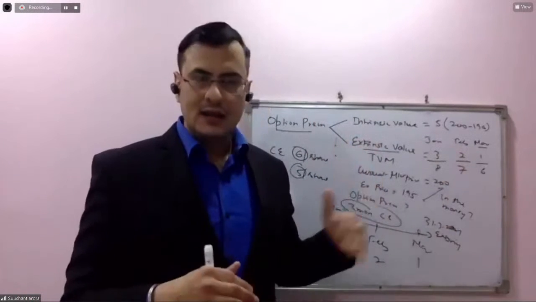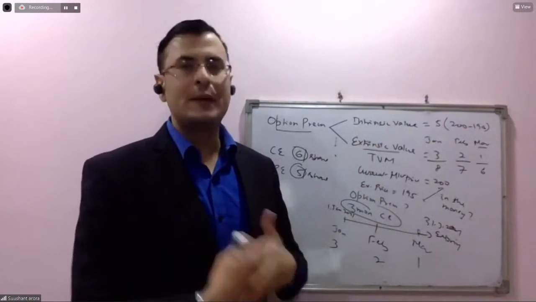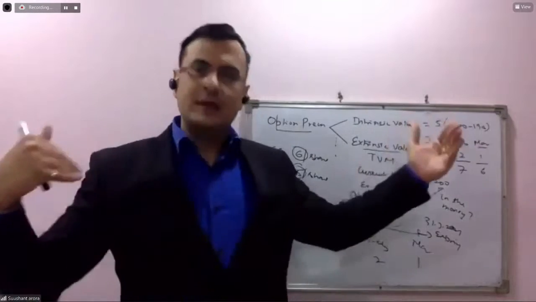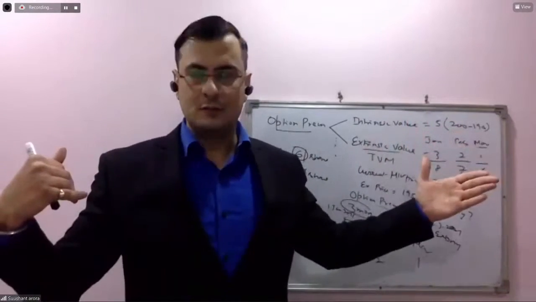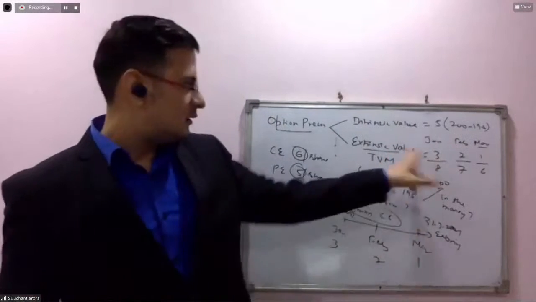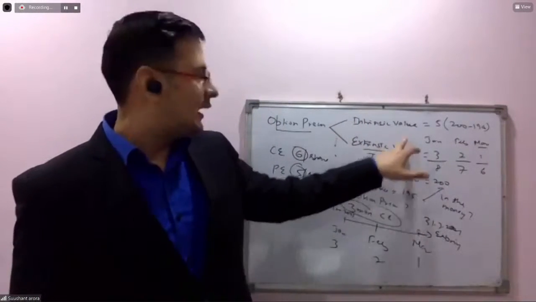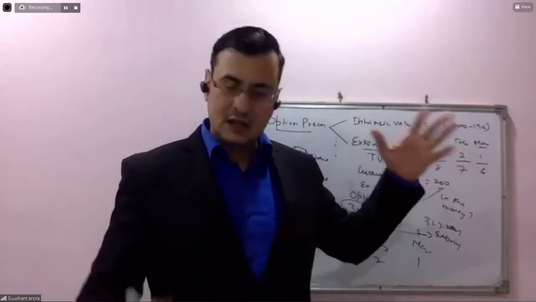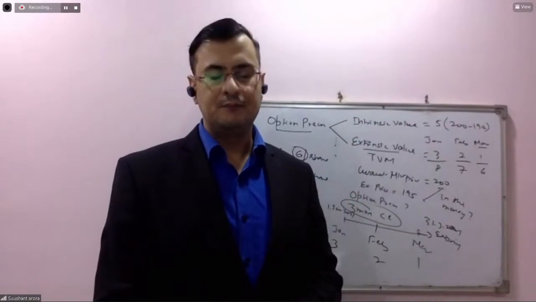But before that, if you're buying a call option, you have to pay a premium. The longer time period you have, the higher the premium you have to pay. The shorter time period you have, the lower the premium you have to pay. The premium means the TVM. Otherwise, the intrinsic value will remain the same. It converges on the day of the expiry.